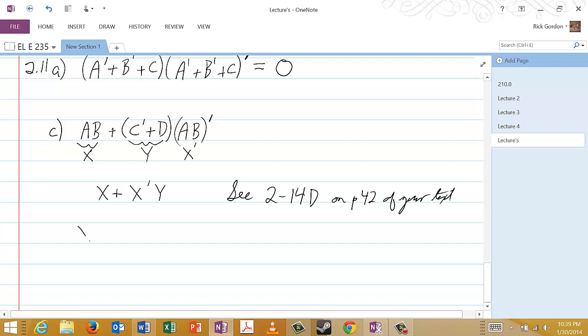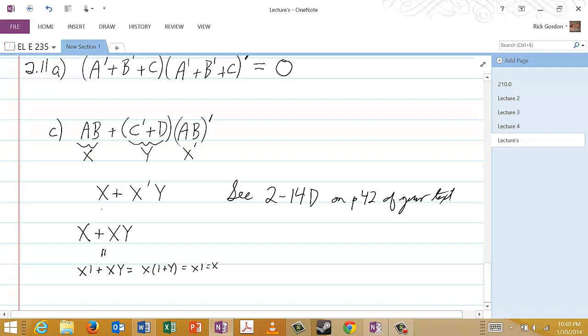We know from our previous work that X or XY is the same thing as X. Now, how do we know this? Well, X or XY is the same thing as X ANDed with 1 or X ANDed with Y, which is the same thing as X ANDed with 1 or Y, which is the same thing as X ANDed with 1, which is X.